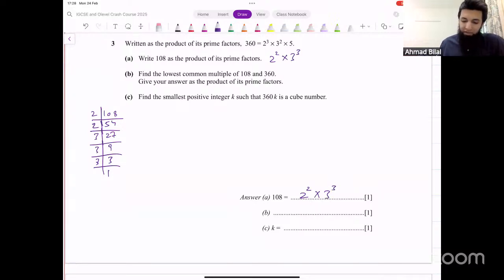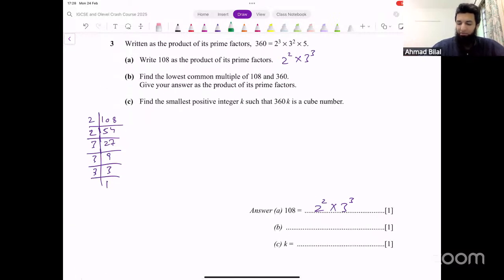Now we need to find the least common multiple of 108 and 360. Give your answer as the product of its prime factors. Okay, now what do we do for this? LCM, multiple. Multiple is a bigger number. So we take the highest powers of each factor. What are the different factors that we have? 2, 3, and 5.